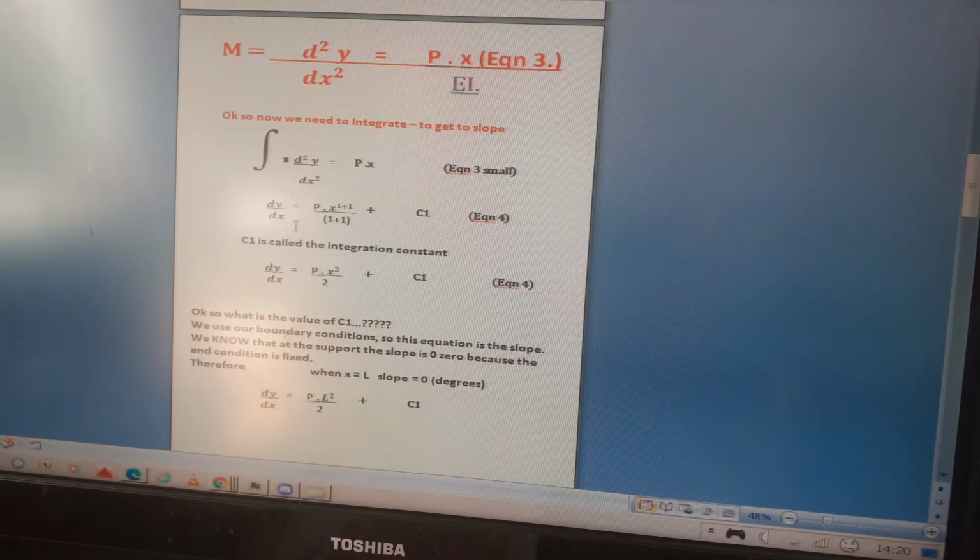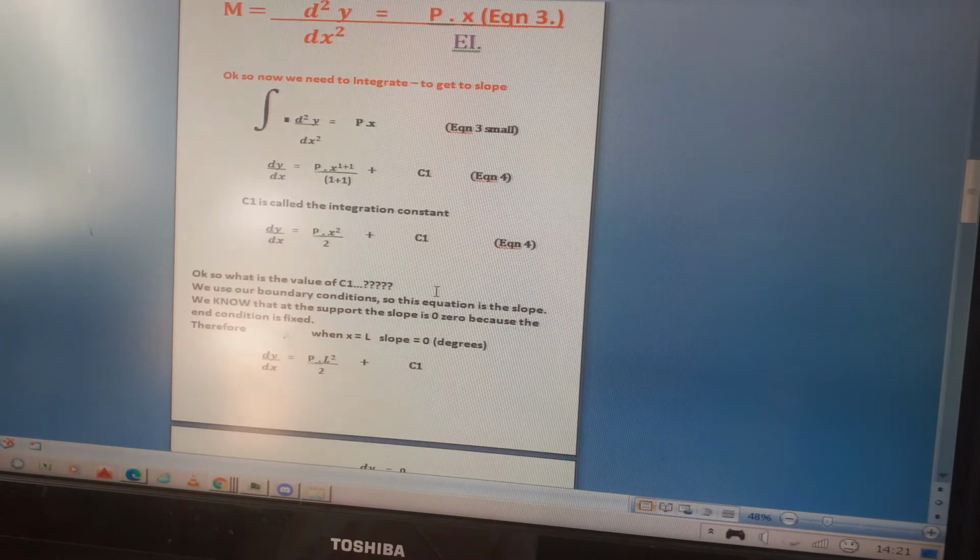That gives you dy over dx equals Px to the power 1 plus 1, so that's Px squared, divided by 1 plus 1, plus C1. So C1 is called the integration constant. dy over dx equals Px squared over 2 plus C1.